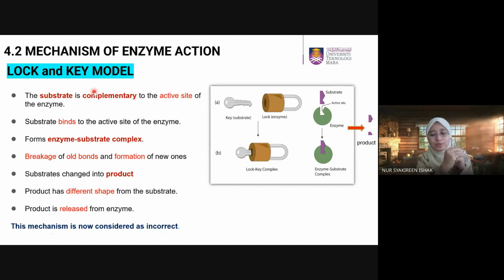The substrate binds to the active site of the enzyme to form the enzyme substrate complex. When this occurs, bonds will be broken, with a breakage of old bonds and formation of new bonds. The substrate is then converted into product. The product will have a different shape from the substrate, so because of this difference in shape, the product will be released from the enzyme.